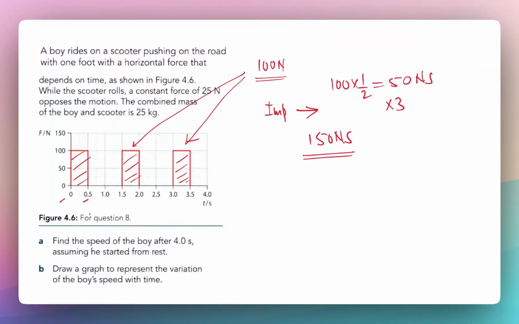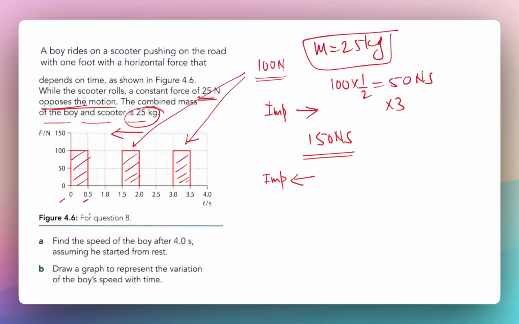While the scooter rolls, a constant force of 25 Newton opposes the motion. So there's a continuous force of 25 Newton which is opposing the motion, so that is going to be negative. So there's another impulse which is acting towards the left, and it acts for the whole time. The combined mass of the boy and the scooter is 25 kg. So the mass which we are interested in is 25 kilogram.